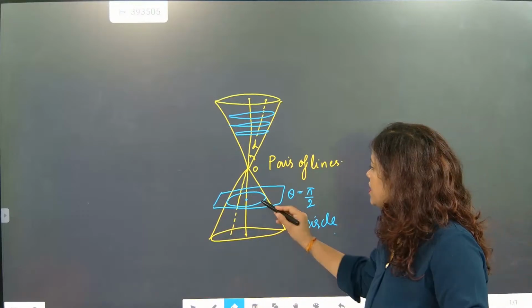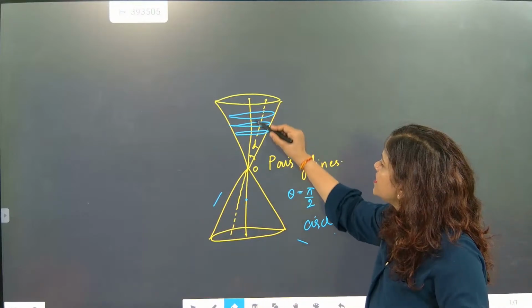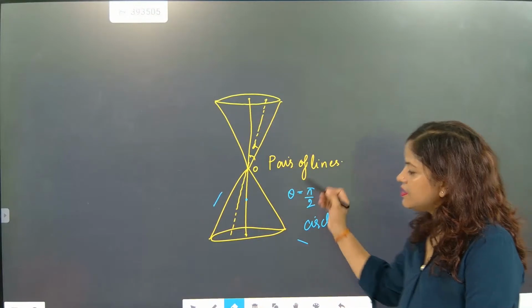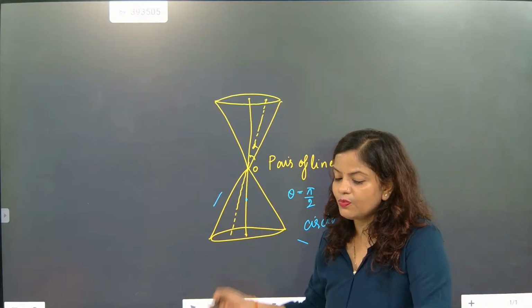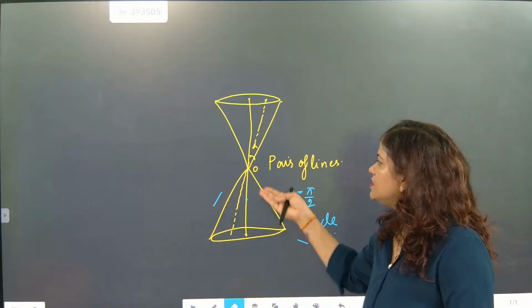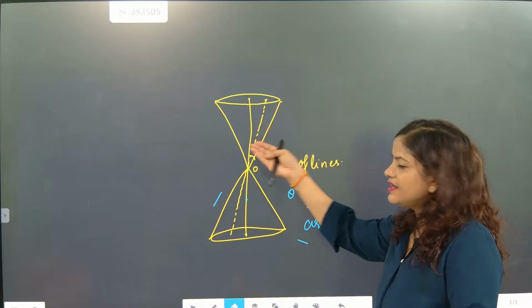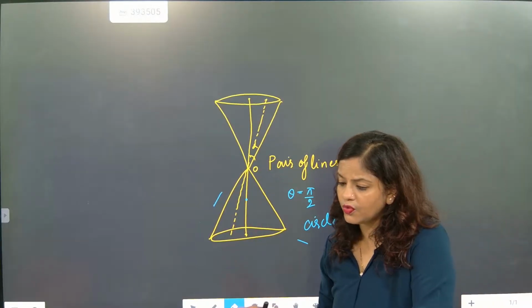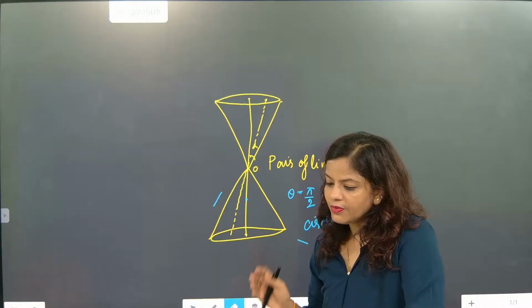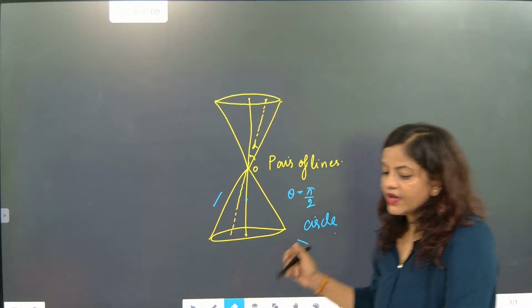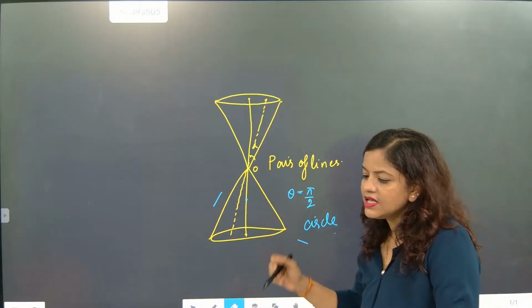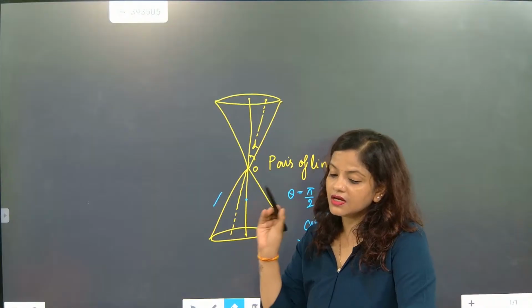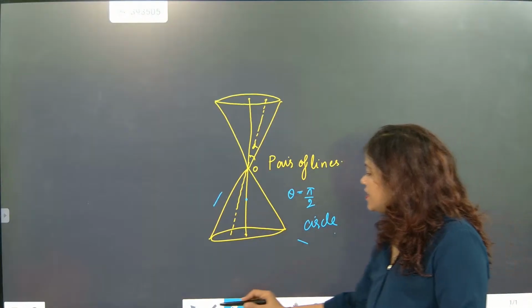Now the second part. Here the cut will not be a circle. Theta equal to pi by 2 means that when the plane cuts these cones at a total 90-degree axis, it will come out as a circle. So whatever figures you draw, whenever you cut exactly like this, it will always make circles. Now, next part.